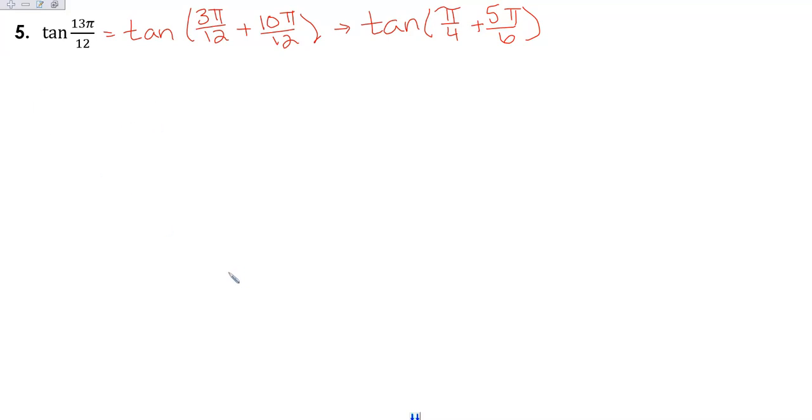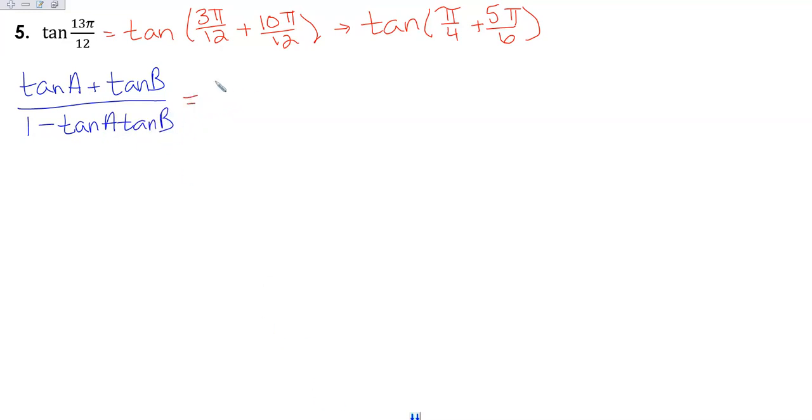Okay? So let's look at our tangent identity for sum. All right, my tangent identity is the tangent of angle A plus the tangent of angle B over 1 minus, remember these are going to be opposite, and we're adding, so my numerator is addition, and then we multiply the two tangents together, tangent of A times the tangent of B.